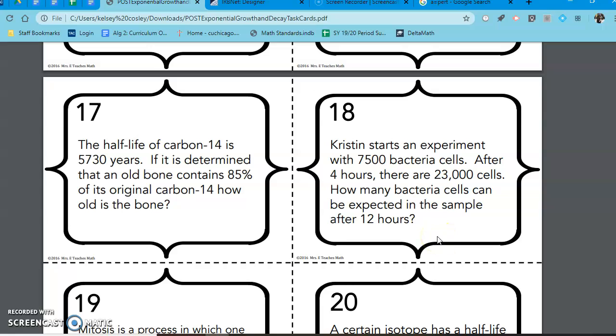So if we read the first part of number 18, for instance, it says that Kristen starts an experiment with 7,500 bacteria cells. That's my initial amount. That means P is going to be equal to 7,500. This is after 4 hours, which will be my time. I have 23,000 cells. Okay, so that's its own statement. I'm going to ignore the second part of that question. So I know that my A is going to be equal to 23,000. The only thing that I don't have would be my rate.